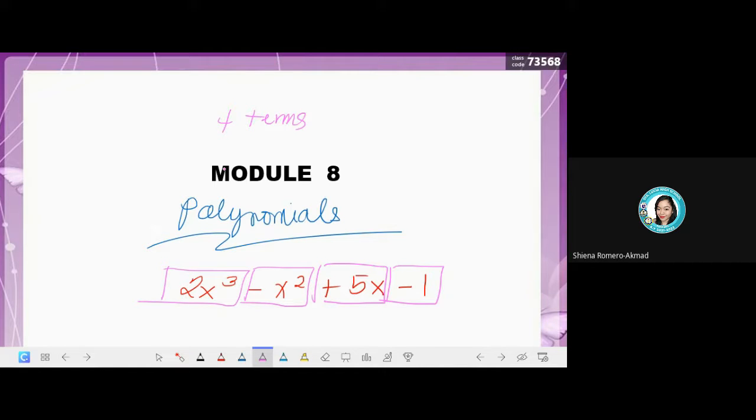And how about for the highest exponent? Ano yung highest exponent natin? Yeah, you can type in sa ating in-call messages. Tama, Lumar, and that is 3. So the highest exponent here is 3. So we can say that the degree is 3.